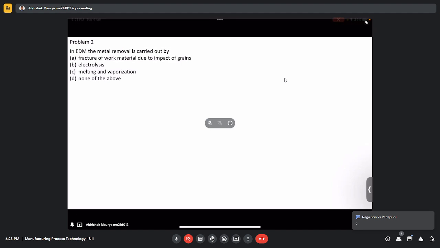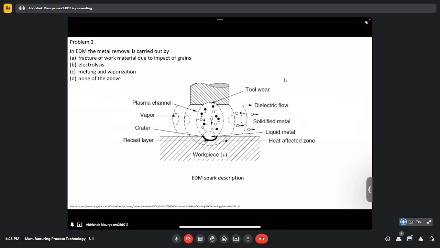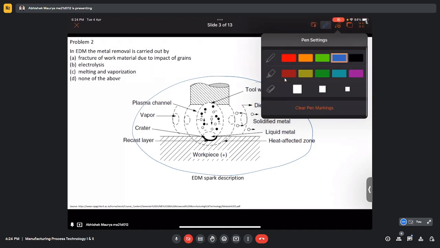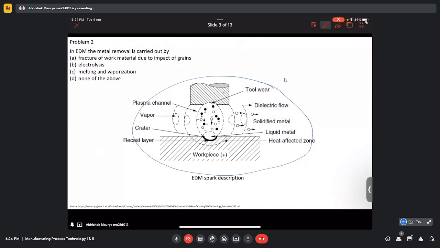Yes, both of you are correct. So here we can see this is the exaggerated view of the sparking region. Here we have the tool. I earlier told this is negative charge. This we connect with the negative voltage and the workpiece is positive. Now I will explain a little bit how the spark formation process takes place.